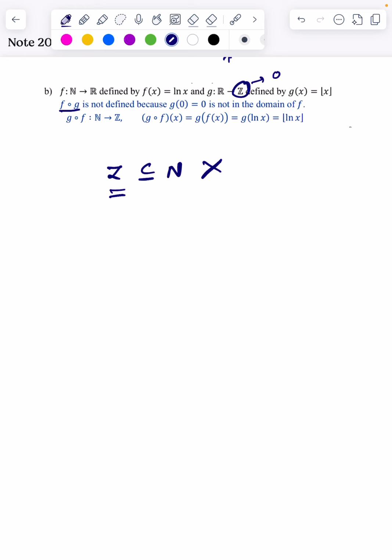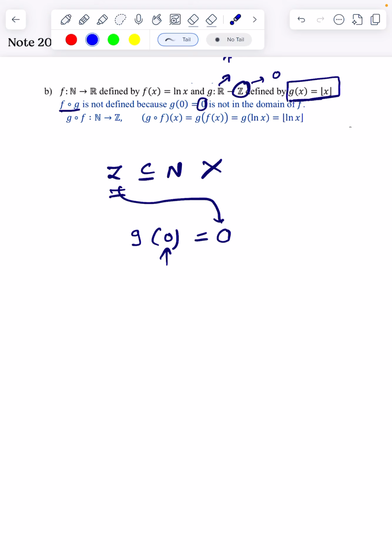Will I get 0 or not? By using the function we can check it. I take the codomain value 0. According to this function, do we get 0? Yes. If I put the input value in the real numbers and substitute in place of x, I get 0. So this 0 is in the codomain of the g function.